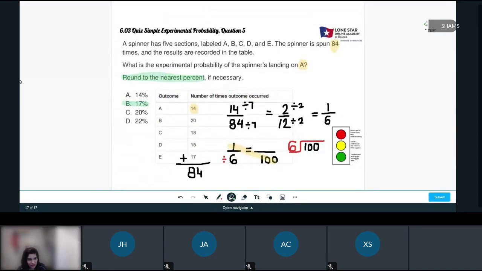But Jocelyn is working it out. Let's see, Jocelyn, you got 16 point. Let's see what you get. But when you round to the nearest whole number, you end up getting 17%.